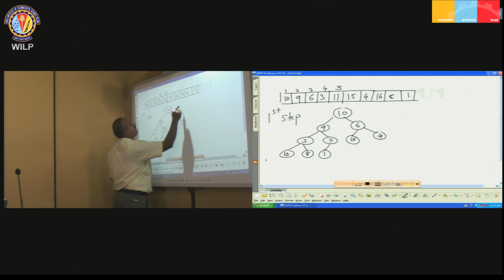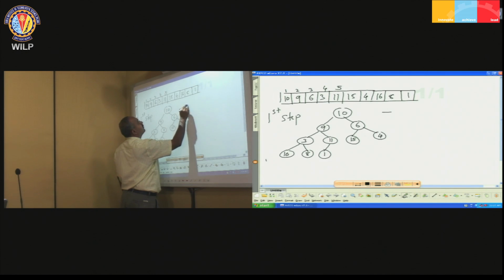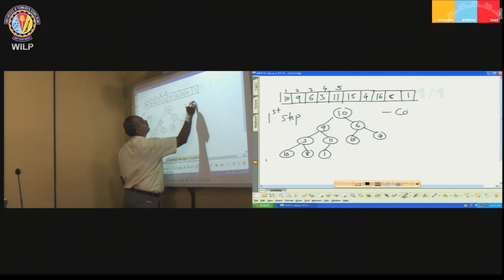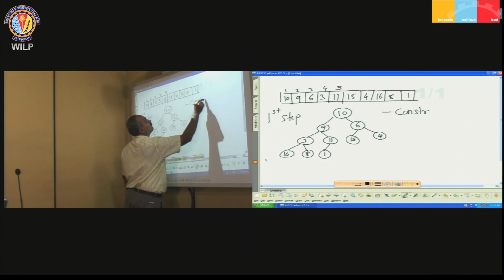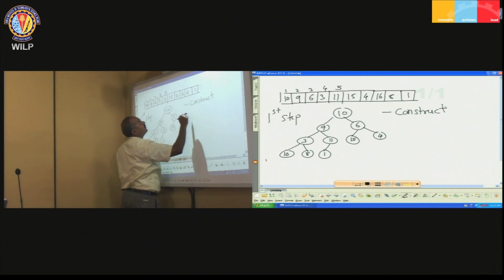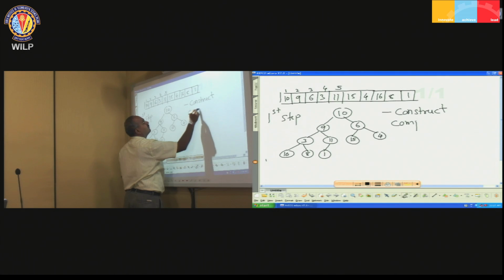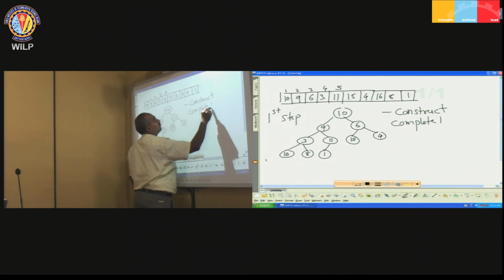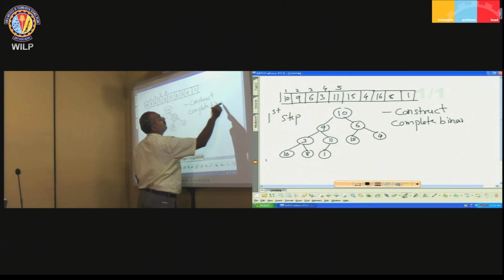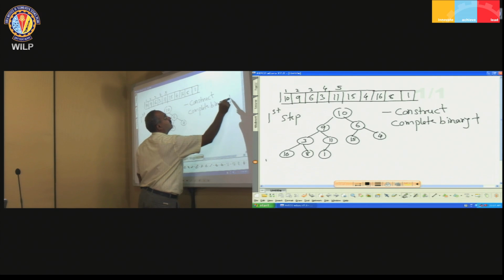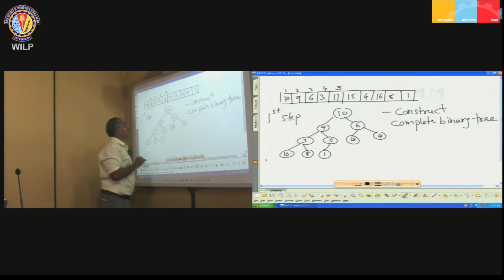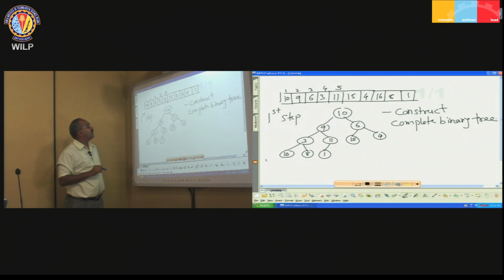So what we have is, first step is given an array. My first step is to construct a complete binary tree, which may or may not be a heap. So the first step of your algorithm of make heap is to, given an array, construct a complete binary tree representing that array.